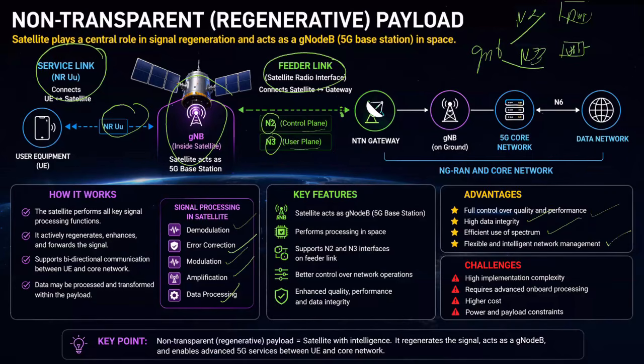So adding a satellite as a gNodeB is very complex and cost oriented, right? So what are the challenges? It is very complex, requires advanced onboard processing, higher cost, and has power and payload constraints, right? So in the non-transparent payload, the satellite has some intelligence. It regenerates the signal, acts as a gNodeB, and enables advanced 5G services between the UE and the core network. At a high level, you can say that in the transparent payload there is no signal processing, but in the regenerative payload there is signal processing at the satellite level.